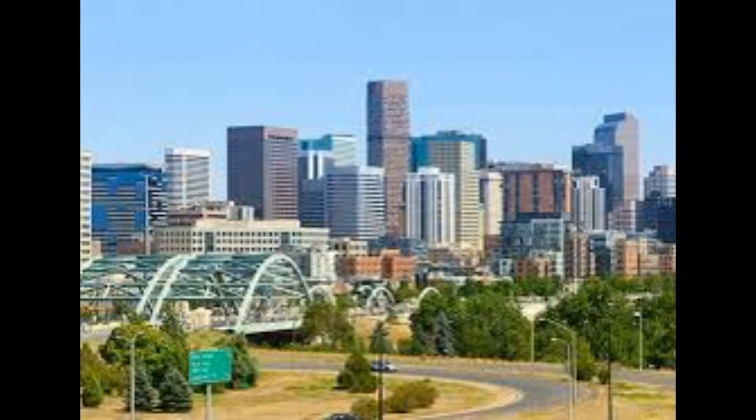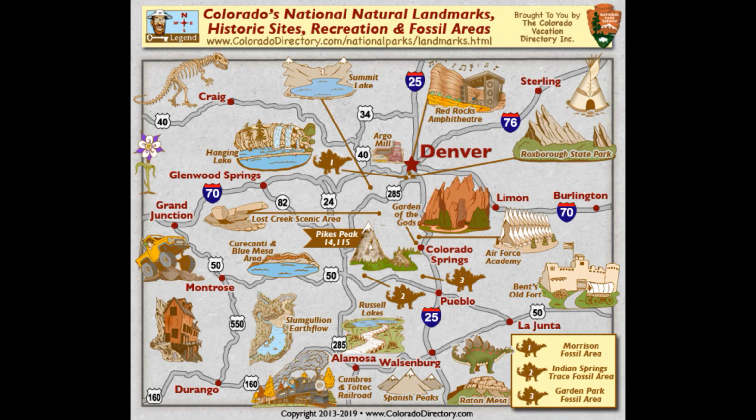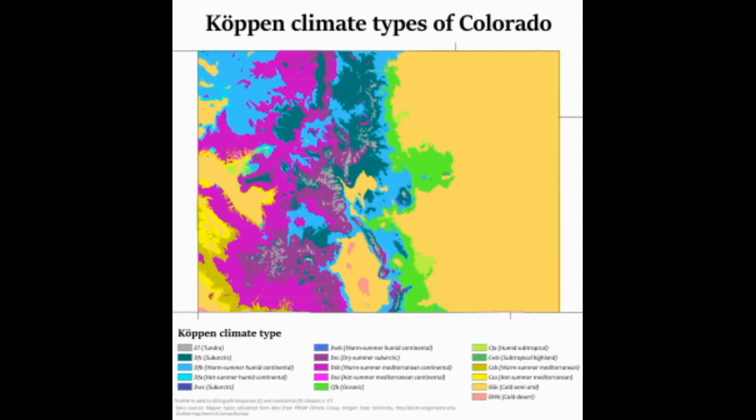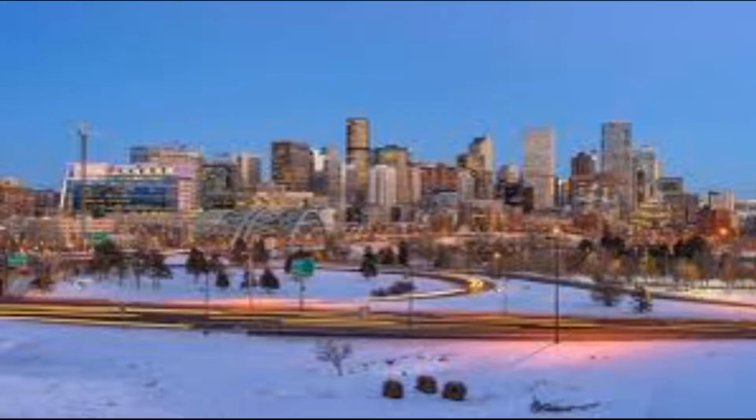We have moved on to the next state, which is Colorado. The cities that we'll be doing in Colorado are Denver and Colorado Springs. In this episode, we'll be talking about Denver. Denver is located in central Colorado. It is a semi-arid continental climate with warm summers and cold winters, often with snow.